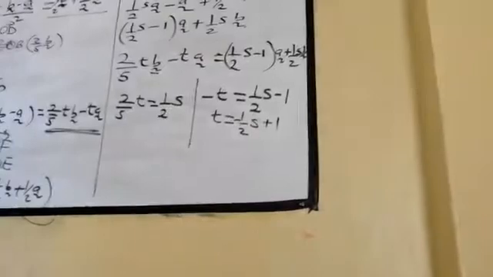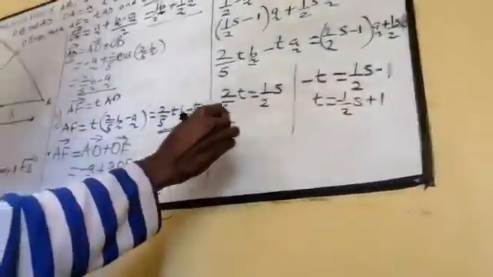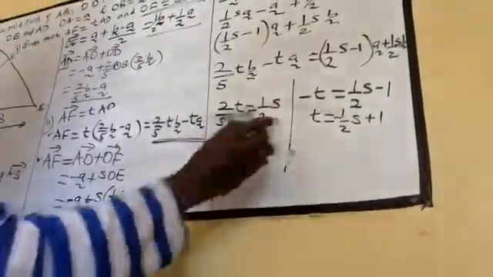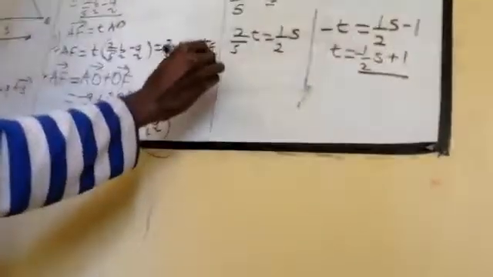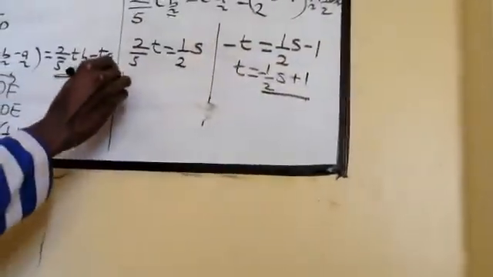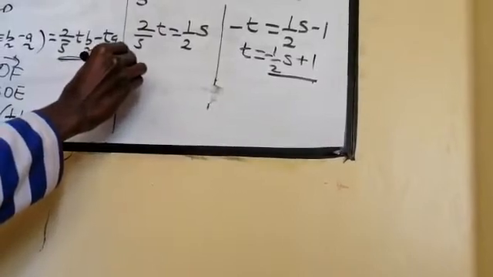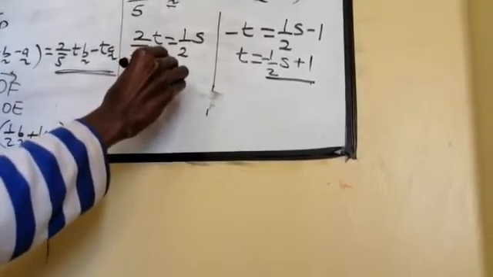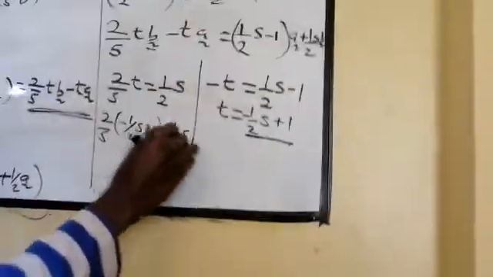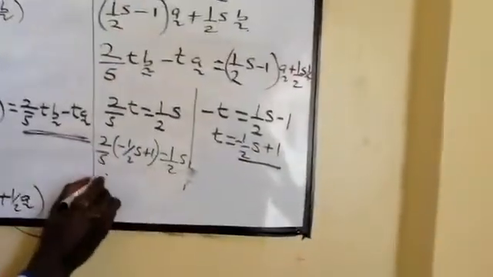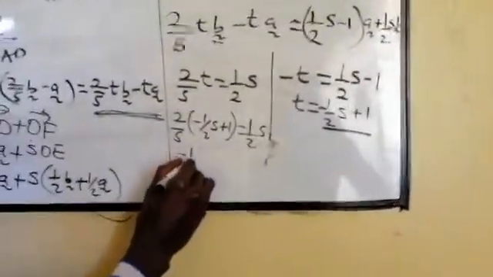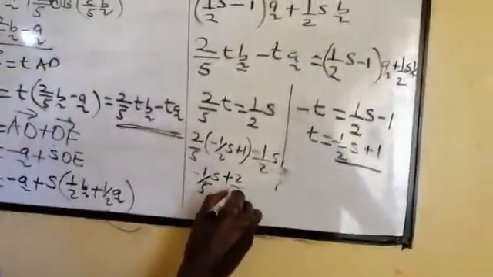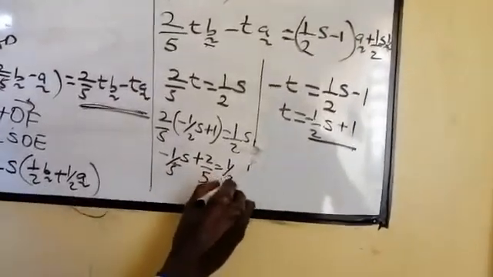Because of this negative, you know what happens to it. This is negative half S plus 1. Now since we have the value of T here, we can substitute it here so that we can get the value of S. You can now say 2 over 5 times T, which is negative a half S plus 1. This one equal to half S. So we can open the brackets. This one will be negative 1 over 5 S plus 2 over 5 is equal to 1 over 2 S.